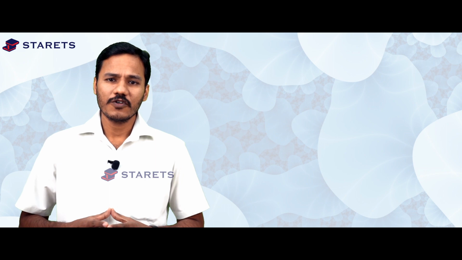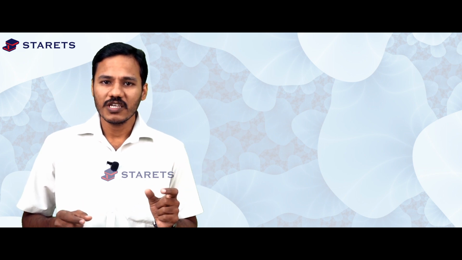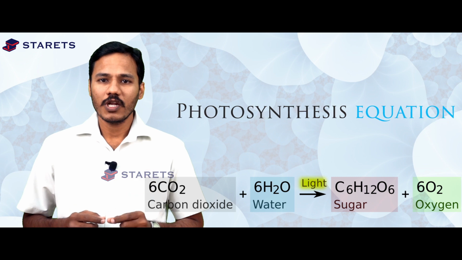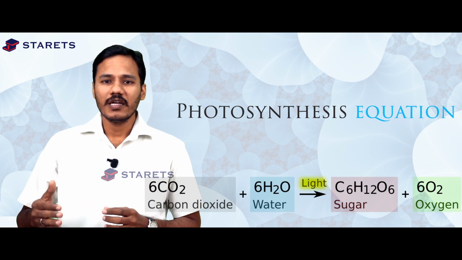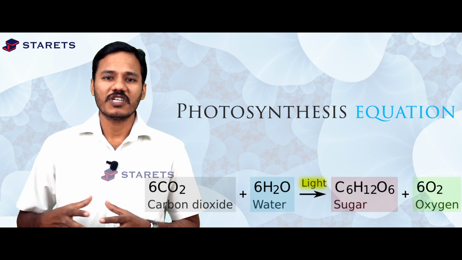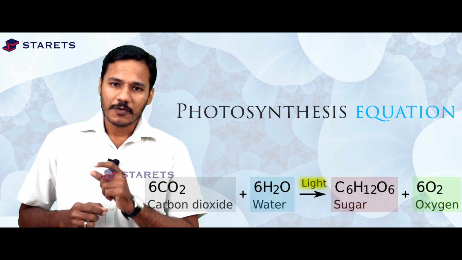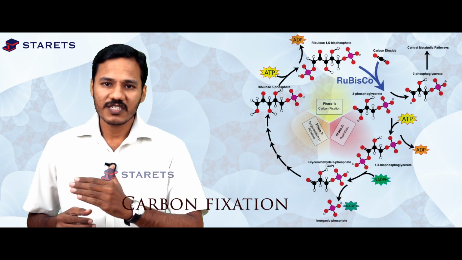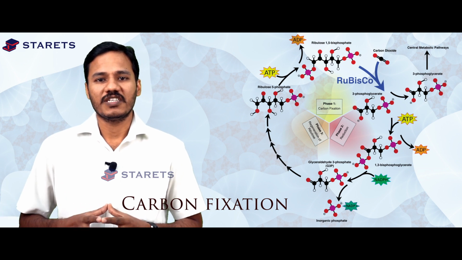Photosynthesis can be defined as the conversion of light energy into chemical energy. The reaction tells us that carbon dioxide and water molecules are converted into glucose, and in this reaction oxygen is liberated as a byproduct. This is otherwise known as carbon fixation, because the atmospheric carbon is fixed into glucose, which is solid in state.